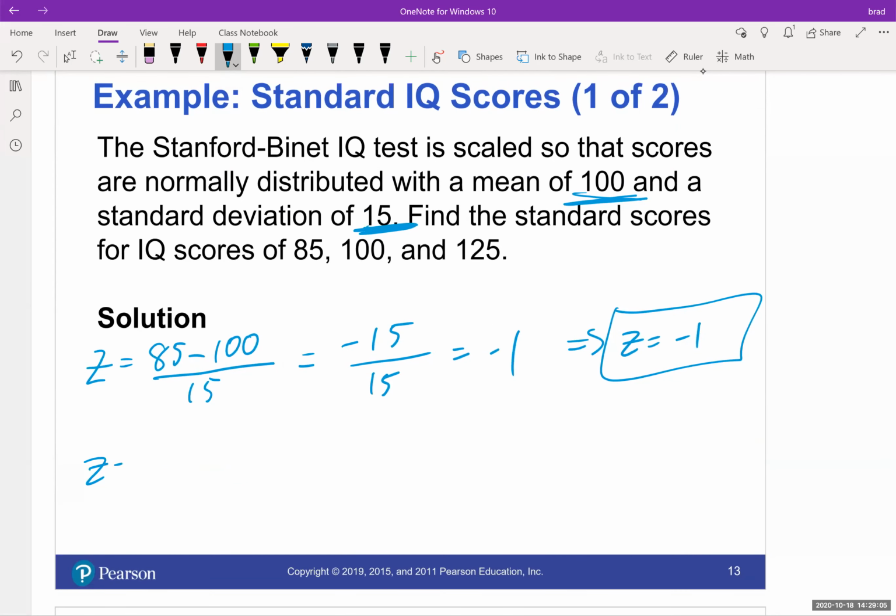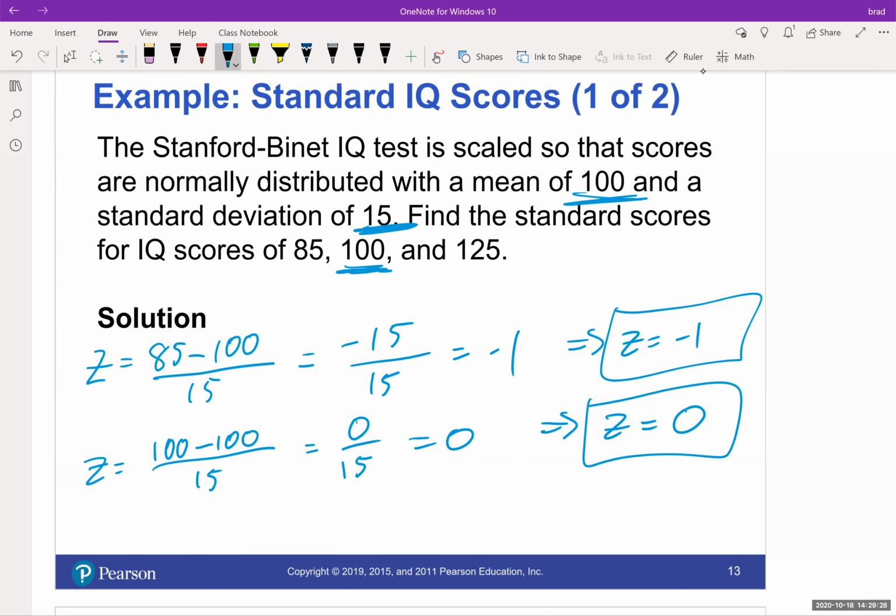Now we do z equals, and there's a lot of contributing factors to this. So that's my score of 100 minus the mean divided by 15. So I get 0 over 15, which is equal to 0. That means I have a z-score of 0, which means you're right at average. You're right at the mean. So a 100 on the IQ score, according to this, means you're right at the average. Now let's do it again.